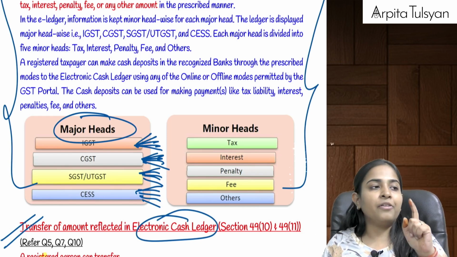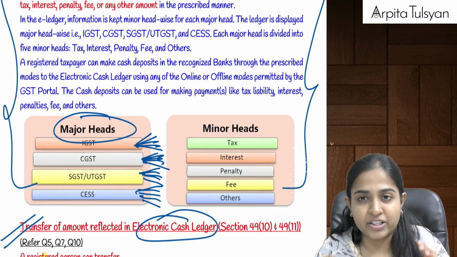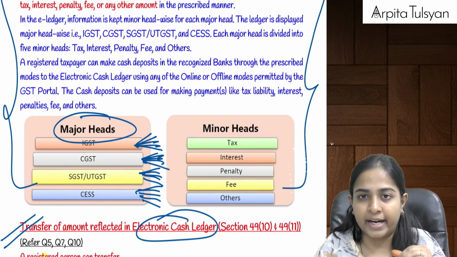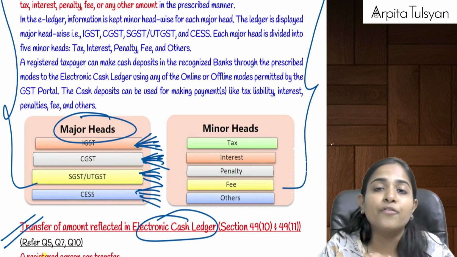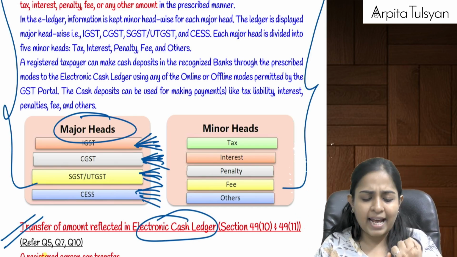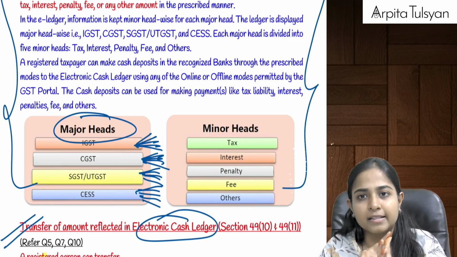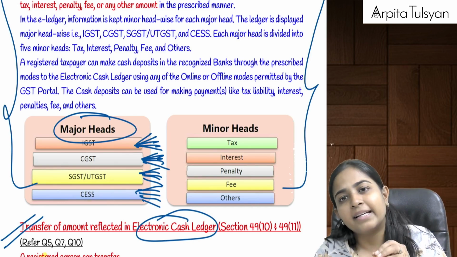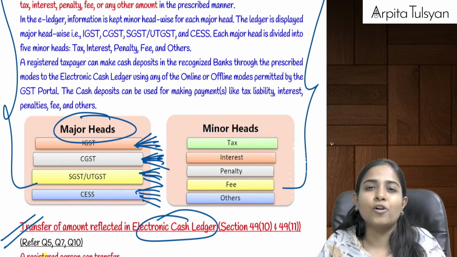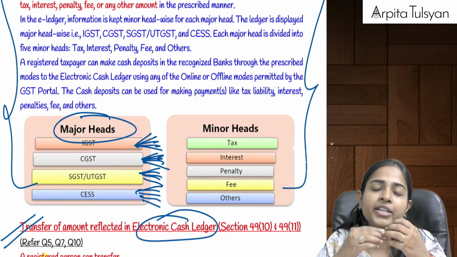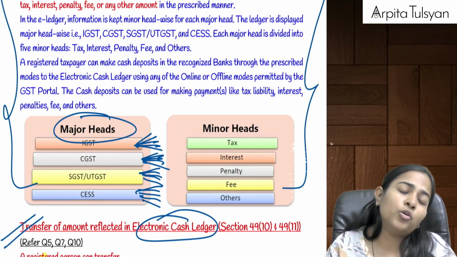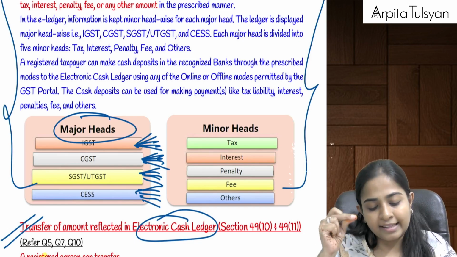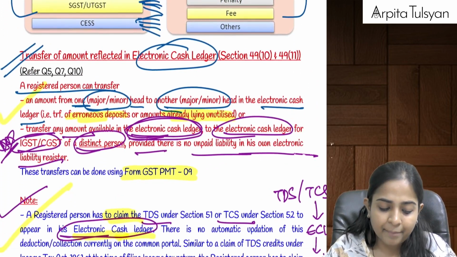For example, first is your IGST. IGST is your major head. Within this major head, you can do the payment under any of the 5 minor heads, that is tax, interest, penalty, late fees, others. Similarly, the same 5 minor heads are going to be there under the others also, that is CGST, SGST, UTGST, cess, etc. So in whichever head your payment is due, you can fill it in the challan, and then the challan can be generated and the payment can be done.